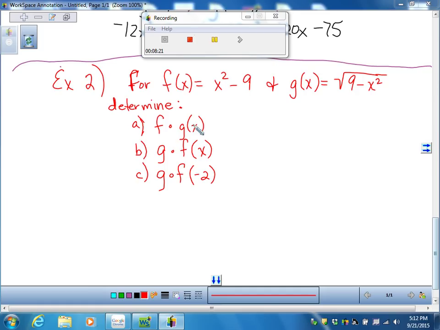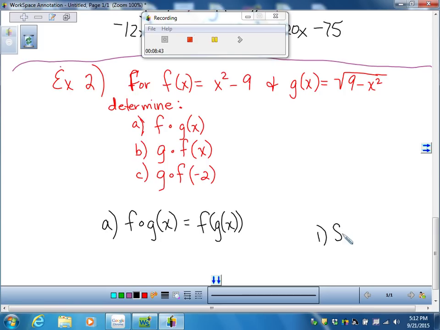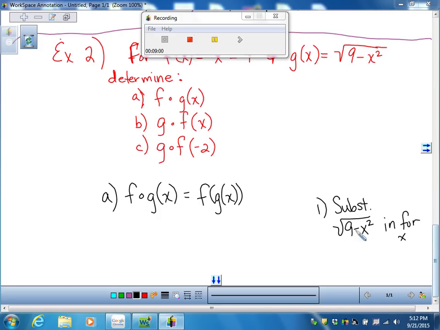First, we're going to do part A. So we are going to be determining f of g of x. Now remember that this little way that we're writing it means the same thing as f of g of x. So they mean exactly the same thing no matter which way it's written. So I am going to be, number 1, substituting the square root of 9 minus x squared in for each x in the f of x equation. So I'm going to be replacing x with the square root of 9 minus x squared.